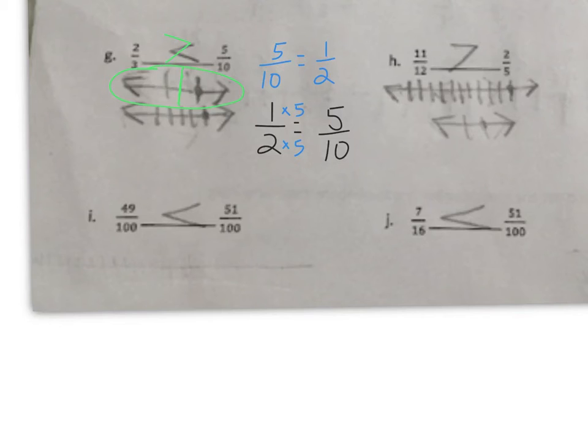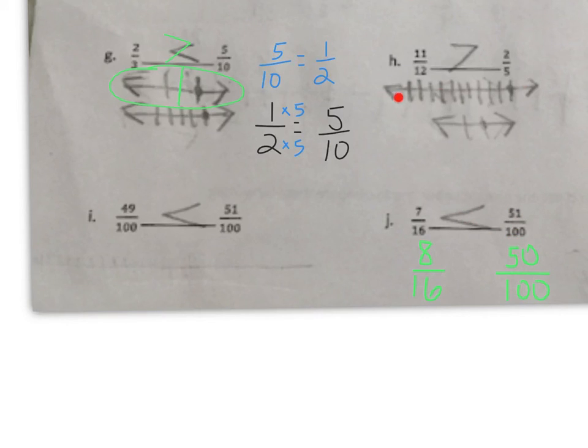That's too much. This one you can think of in halves. So if you want to think about equivalent fractions, if I made 16ths equivalent to 1/2, that would be 8/16. So that means 7/16 is just smaller than 1/2. But also if I made 51 hundredths into 1/2, that would be 50 hundredths. That means this is just bigger than 1/2. So if this one's smaller than 1/2 and this one's bigger, 51 hundredths is the bigger fraction.